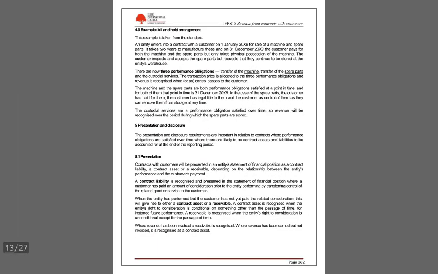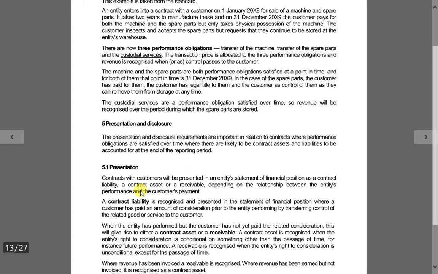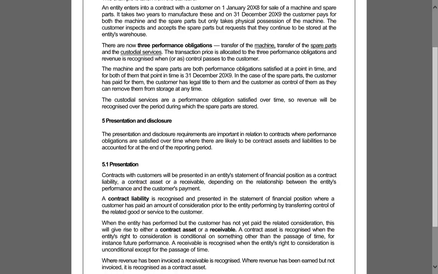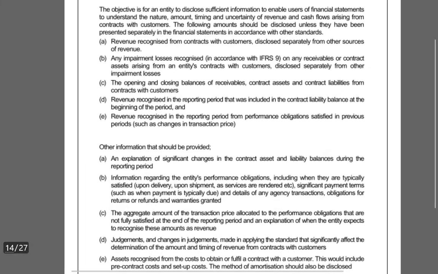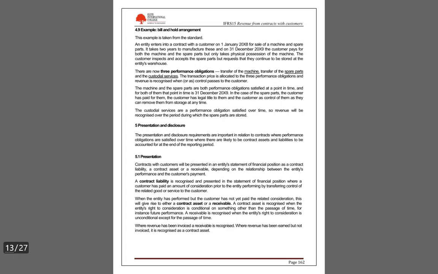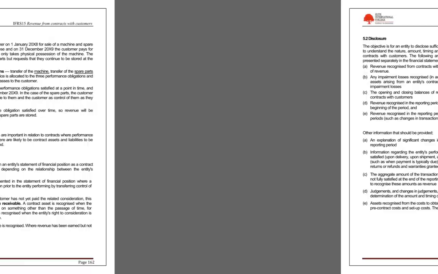Okay, so we have an example here. Presentation you can ignore. Not your disclosure, can ignore. This one also presentation and disclosure.